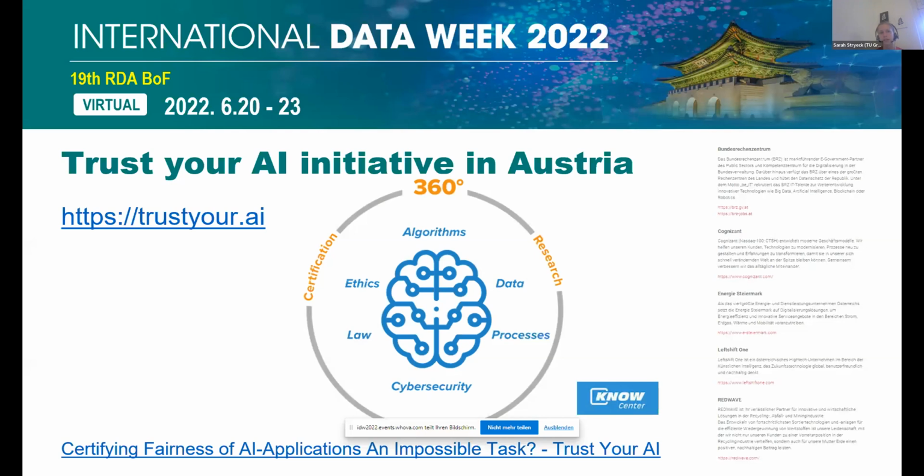And we also have a special emphasis on industry, because in industry, more and more artificial intelligence applications are being used. And what we are trying to do is to have a holistic view on artificial intelligence, so taking into account algorithm, ethics, law, processes, cybersecurity, but also the data.